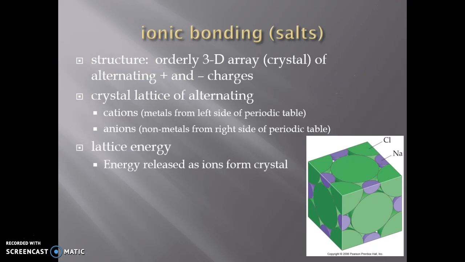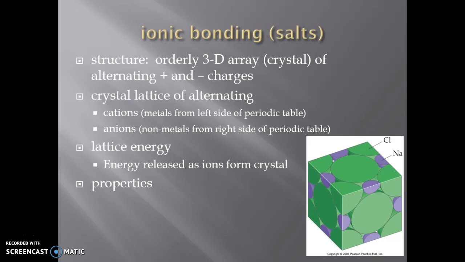And so let's review the idea of lattice energy. We've talked about it before, but let's just do it again. Lattice energy is the energy released as ions form the crystal. So we're putting all of these ions together. Bonds are forming, attractions are forming, and as those attractions form, they make the substance more stable, and so then that energy gets released, which is what we call lattice energy.